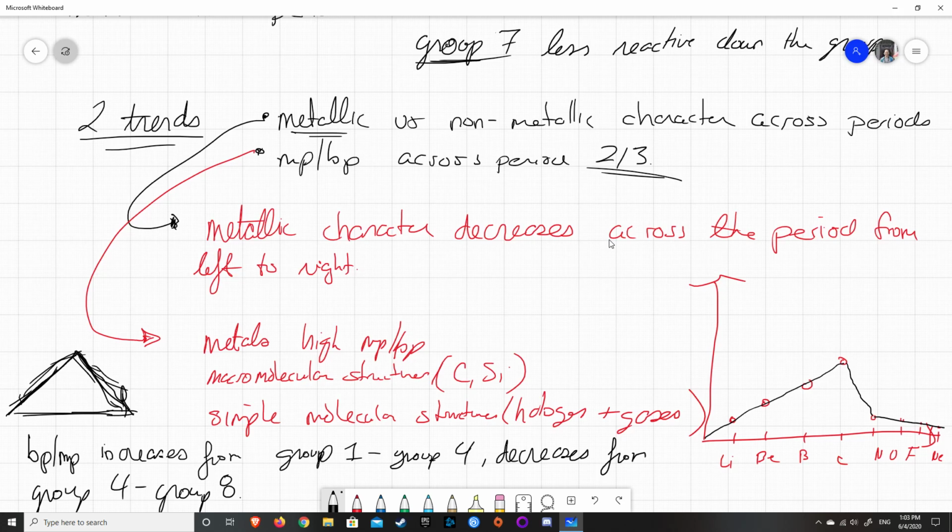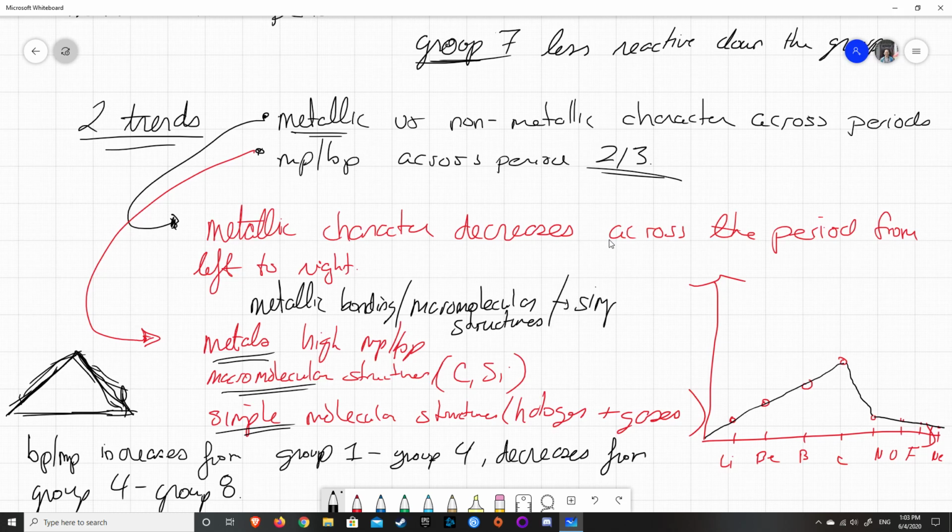So that's one of the trends that you need to know: metallic bonding to macromolecular structures to simple molecular structures. Those will be the next two trends that we need to know.